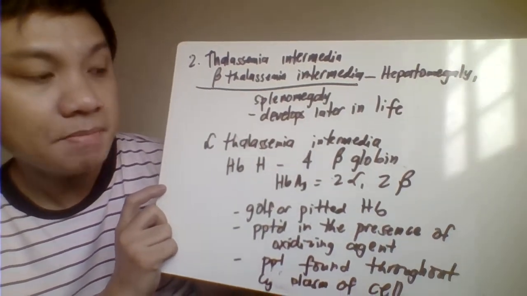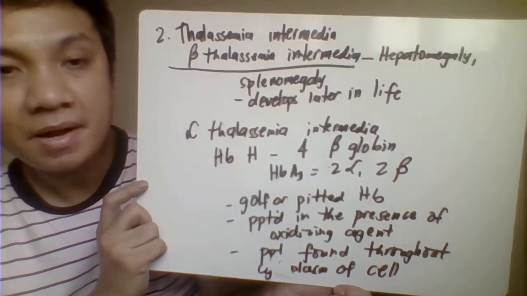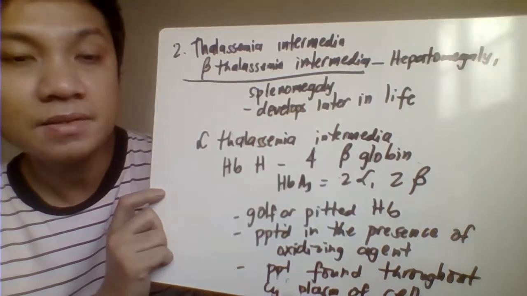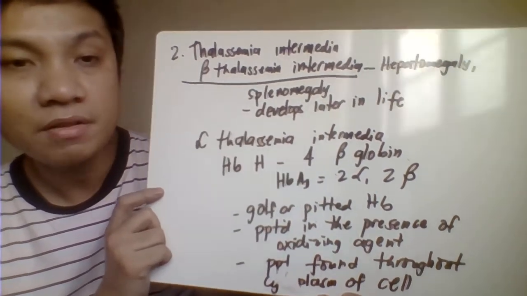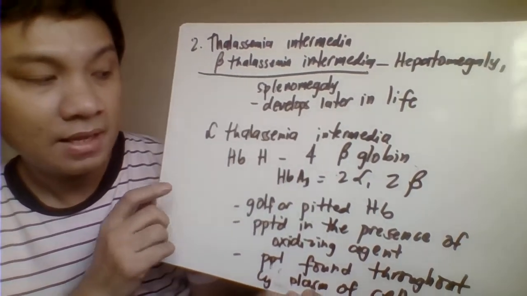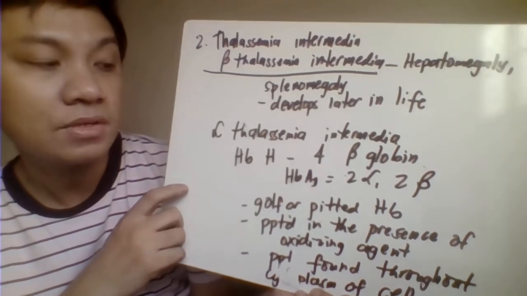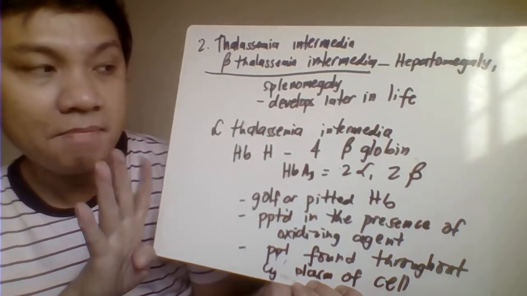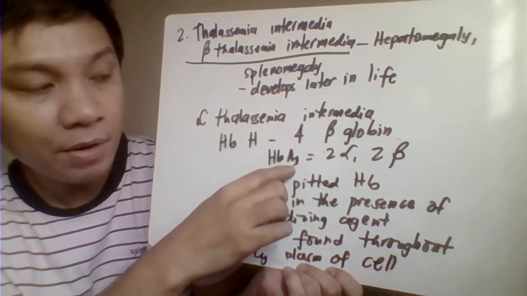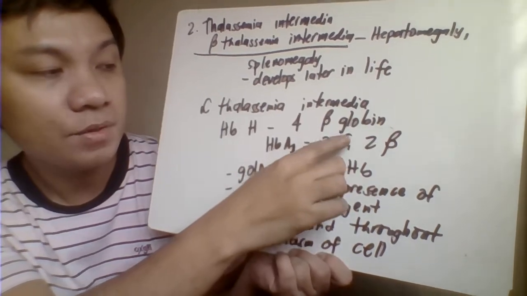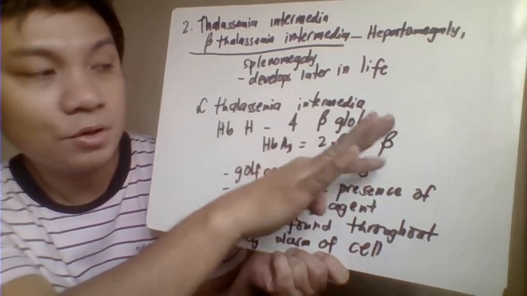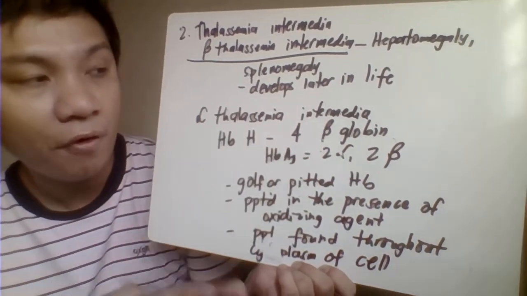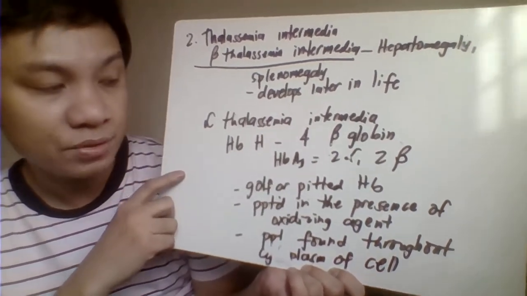The next one, we have your thalassemia intermedia. We have your beta thalassemia intermedia, characterized by less severe disease manifestation, having hepatomegaly and splenomegaly that develop later on in the life of the patient. The alpha thalassemia intermedia is your hemoglobin H, characterized by 4 beta globin chains. So hemoglobin A1 again is 2 alpha, 2 beta. So pag wala ka nito, that would result in the overproduction of the beta globin chain. So you have your 4 beta globin chains, hemoglobin H.